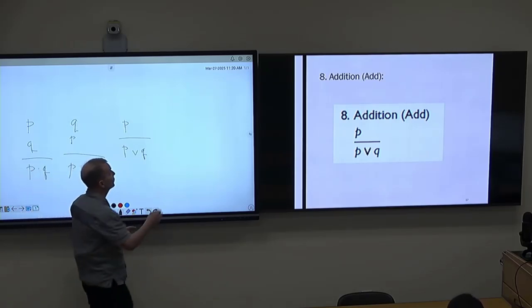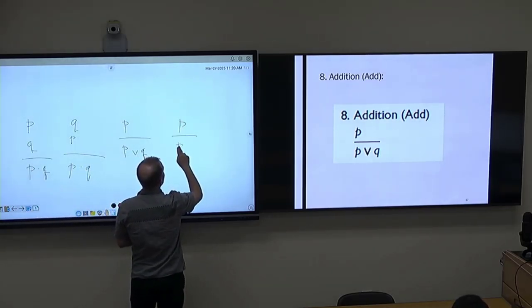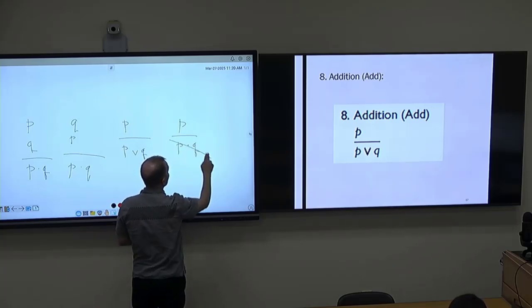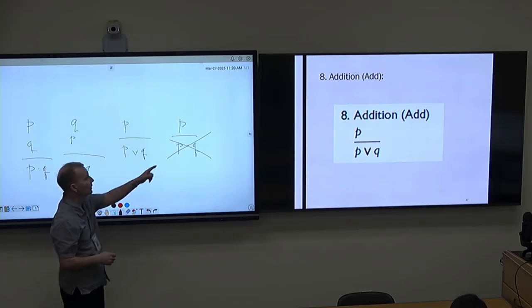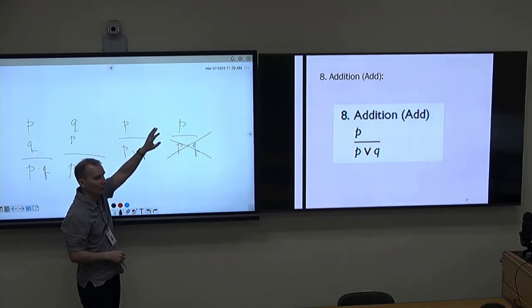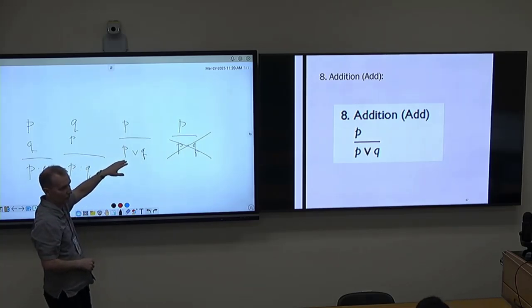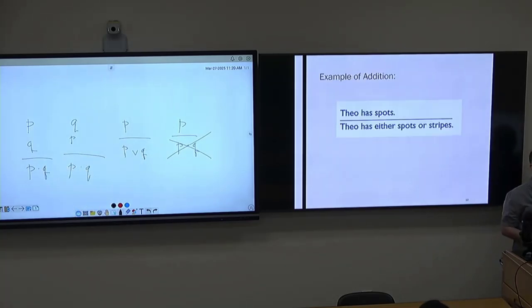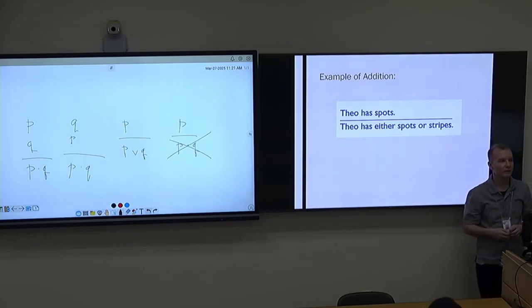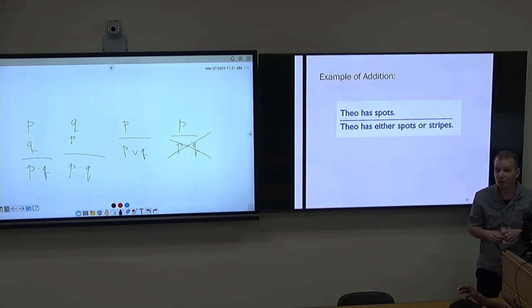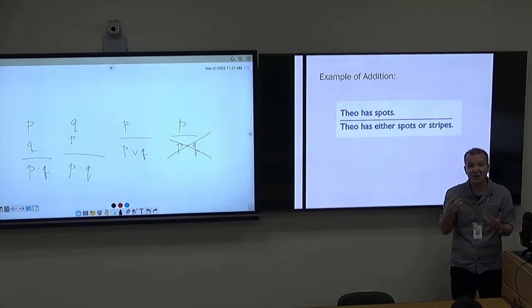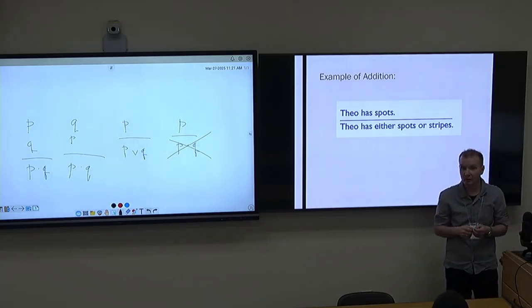But important thing to understand, you cannot do this. That is not allowed. That would be a violation. So you cannot conjunct with something which you didn't have before. But you can disjunct. So here's an example. Tail has spots, therefore tail has either spots or stripes. So if you think about it, that is true. If tail does have spots, and it is absolutely true, it also will be true to say tail has either spots or stripes, even if he doesn't have stripes. Right? Okay.